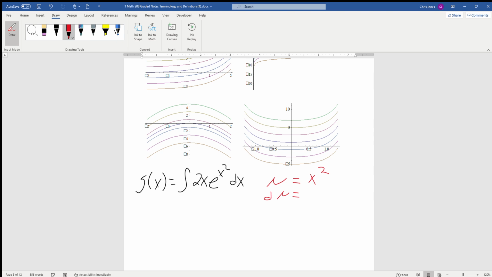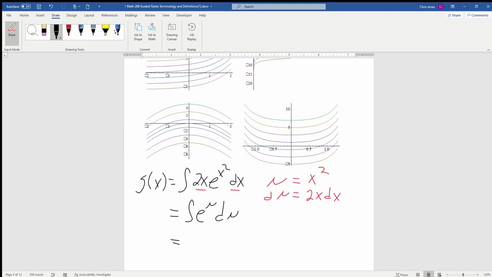The derivative of x squared is 2x dx. And that's perfect. That's exactly what we want. So we're going to replace 2x dx with du, and we're going to replace x squared with u, and we're going to see that we get a very basic integral. So this now becomes e to the u du.